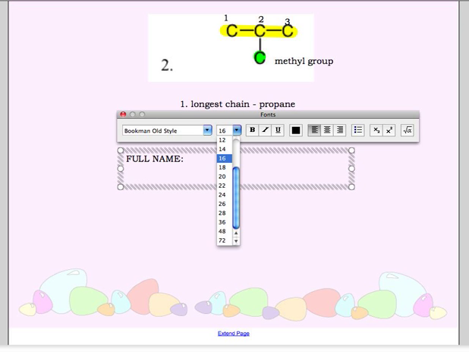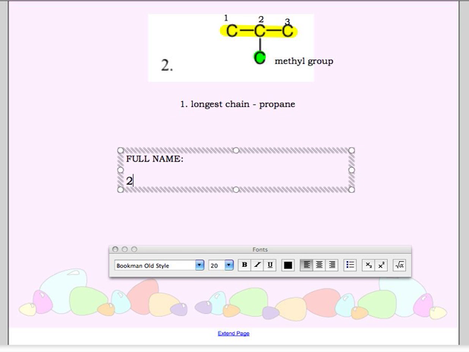Here, I'll make this a little bigger. What we're going to say is that on the number 2 carbon, so I just type 2, dash, there's a methyl. And when you write that, you're saying that on the 2 carbon of the longest chain, there's a methyl group. There's nothing else we have to worry about. There's no other things, so that's it.